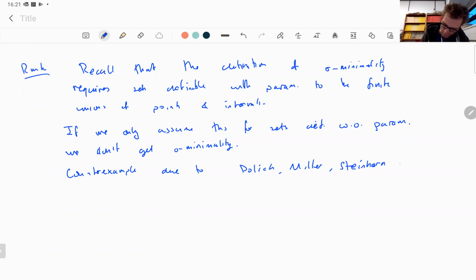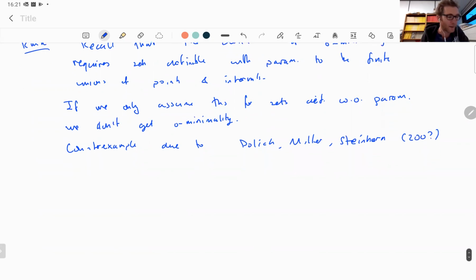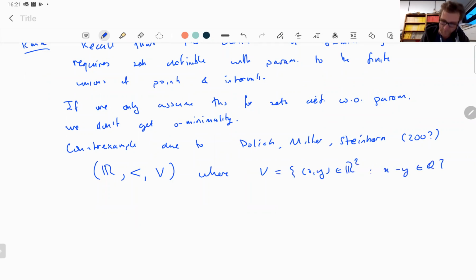I can't remember the date of the paper. It was 2000-something. You take (R, <, V), where V is the Vitali set, the points in the plane such that their difference is rational. This has a name, it's called the Vitali relation. And then the only zero-definable subsets of R are R and the empty set.